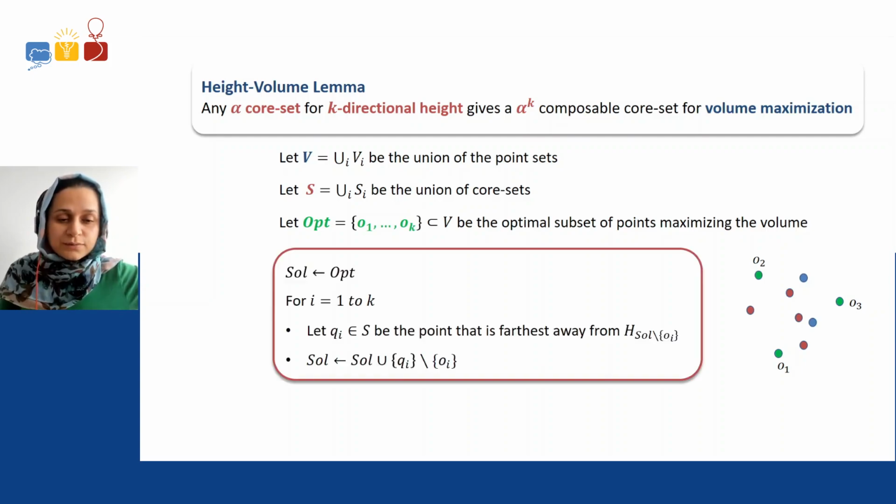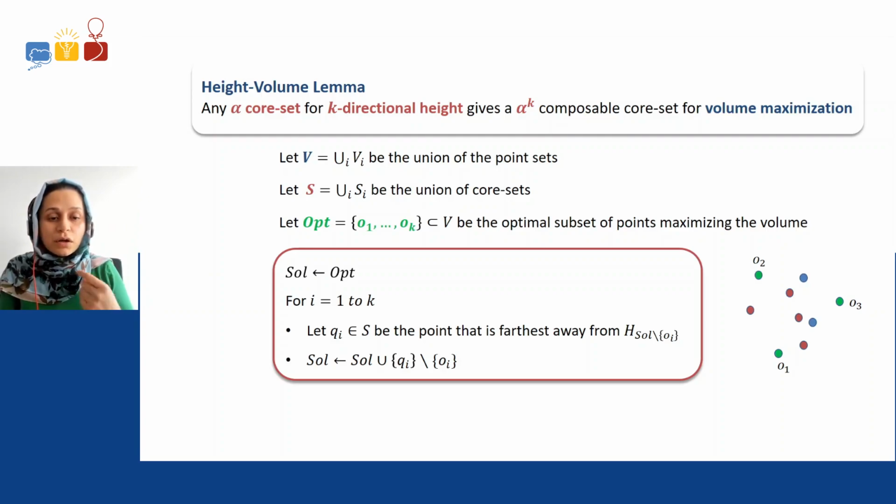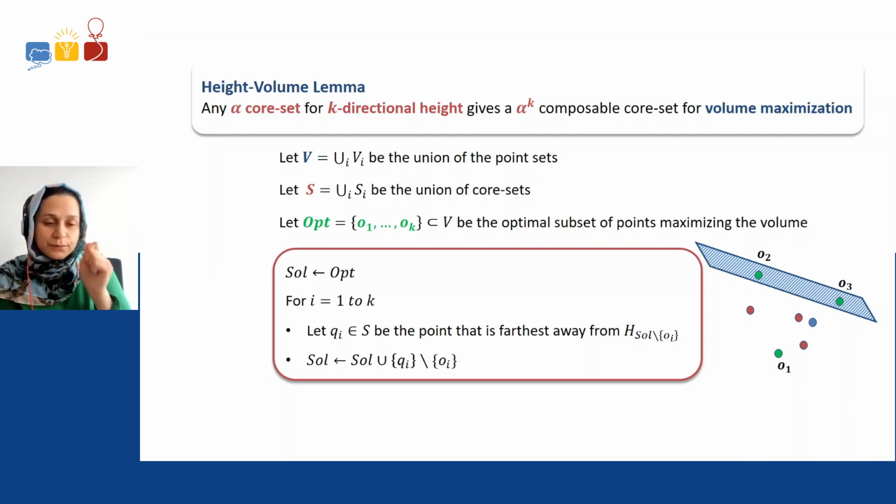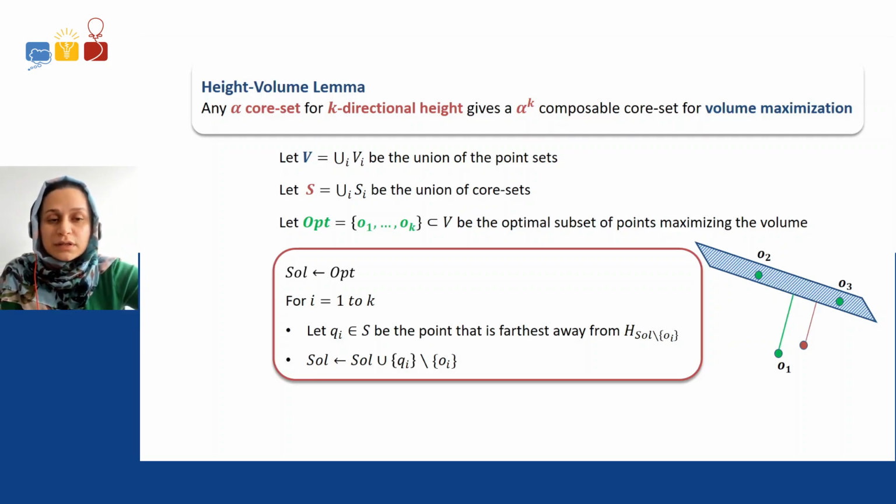And I do it as follows, basically. I'm going to go over all the points in the optimal solution one by one, and at each iteration I replace a point in the optimal solution with a point from the coreset, and argue that this does not decrease the volume by much. So I do the following. I look at the first point in the optimal solution, and now I look at the k-1 dimensional subspace that is spanned by all the points in the optimal solution except O_1. Okay? And now I'm going to replace O_1 with a point from the coreset that is furthest away from this subspace.